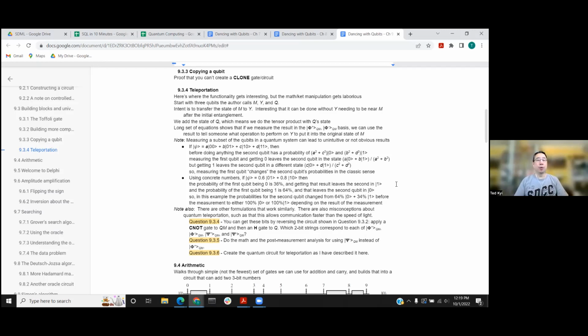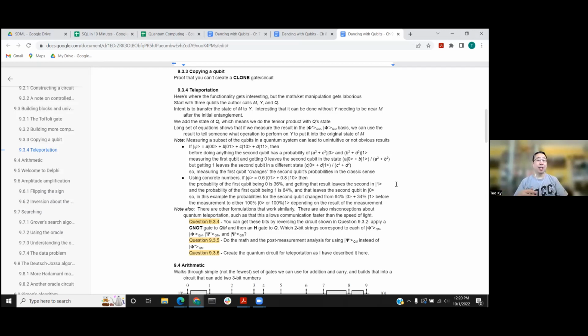The way the author frames it, and there are other ways people frame it, you start with 3 qubits. You call them mine, yours, and Q, that we don't actually really care about. The intent is to transfer the quantum state of M to Y. And the interesting thing is that this can be done without Y needing to be near M after the initial portion of this algorithm, after the initial entanglement.